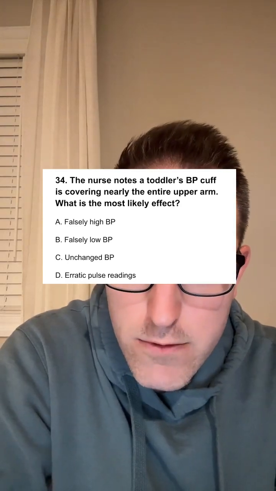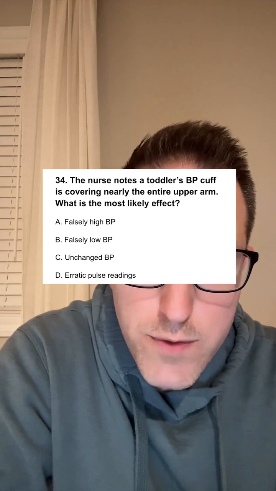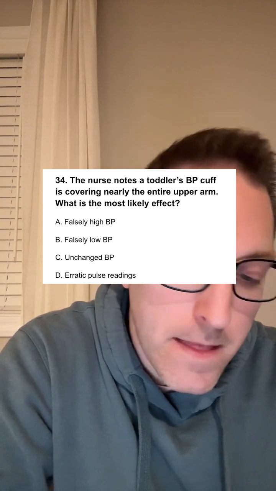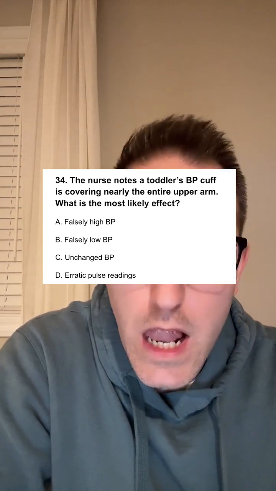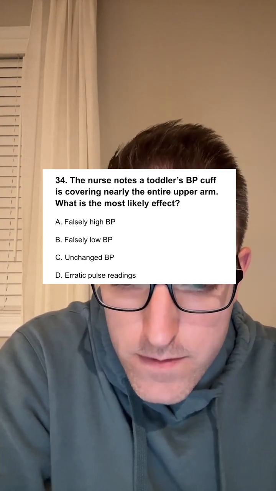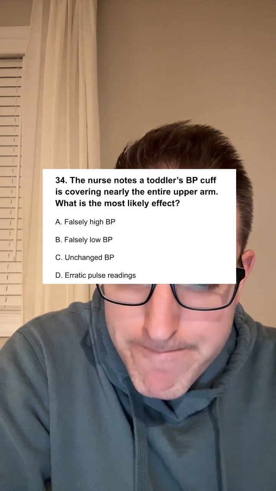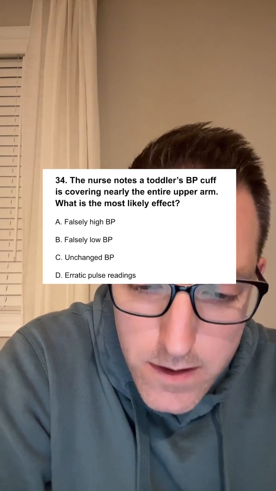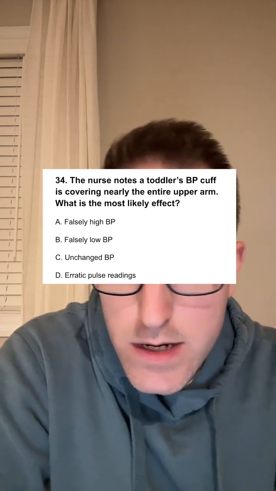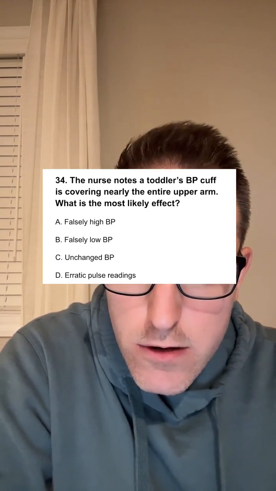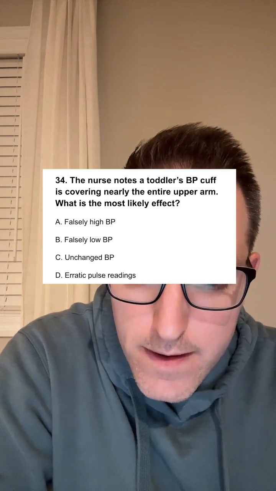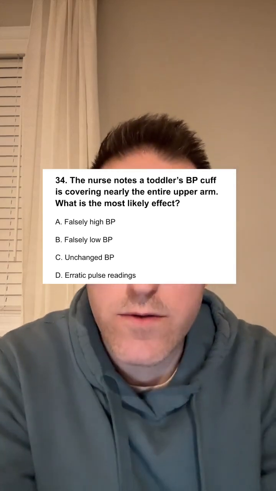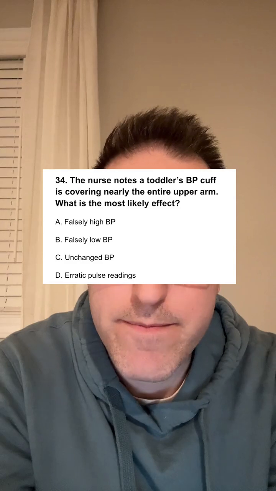B, and that's correct. When you have a cuff that's too big, you could get artificially low blood pressures. A is wrong because that's usually when your cuff is too small. If it's too small, you tend to get blood pressures that are reading artificially high. So know that. 35.